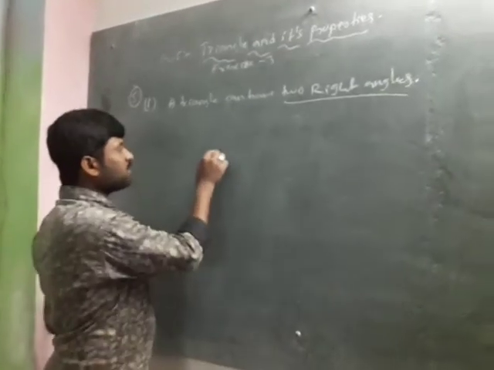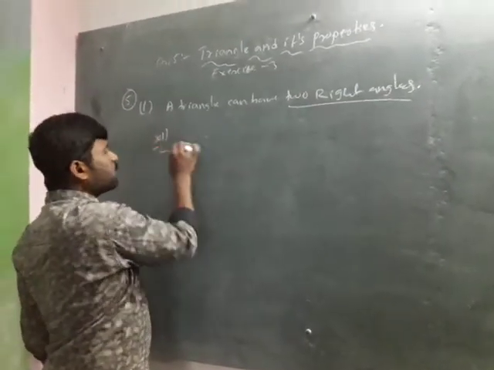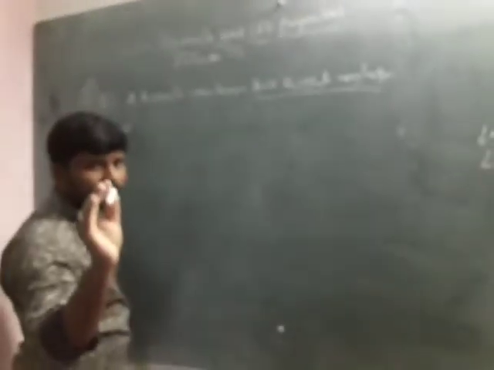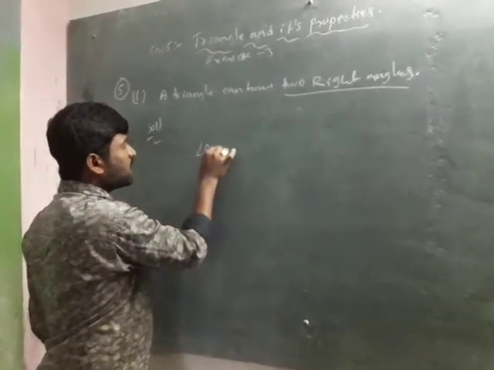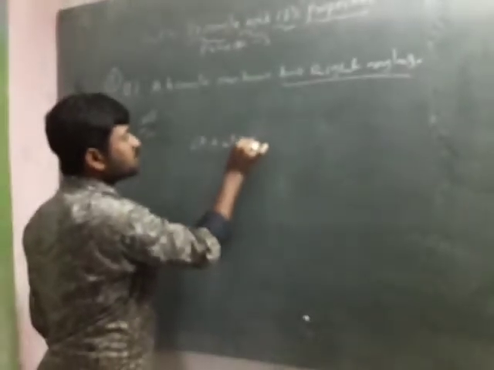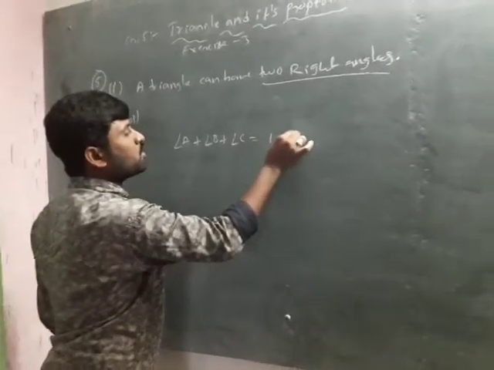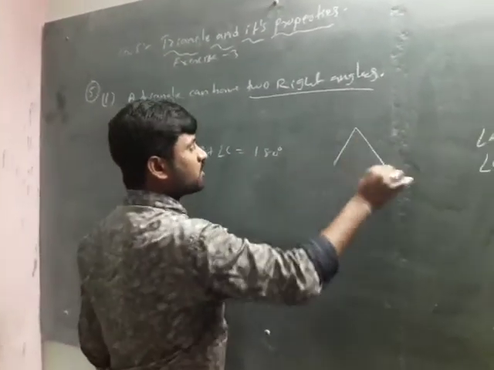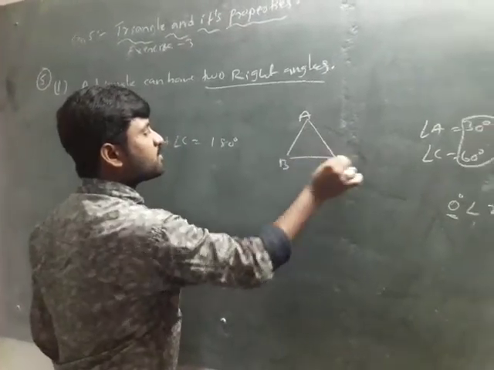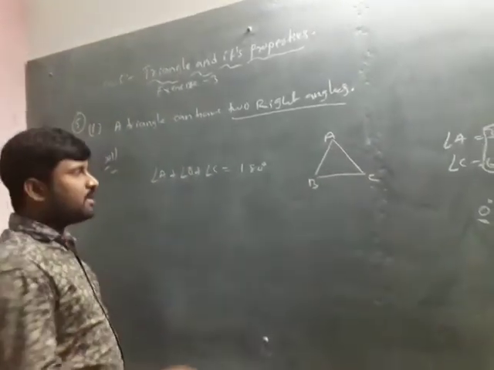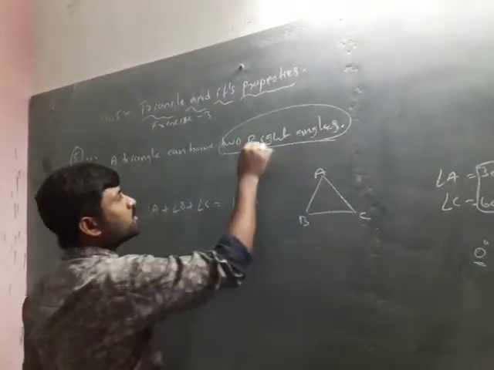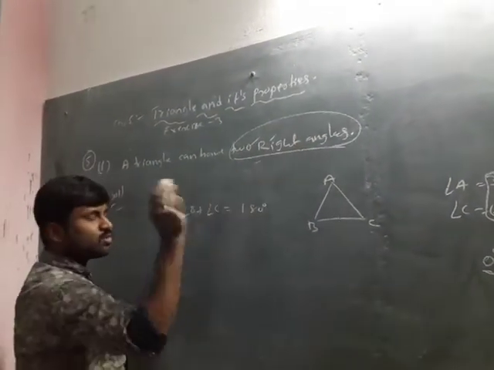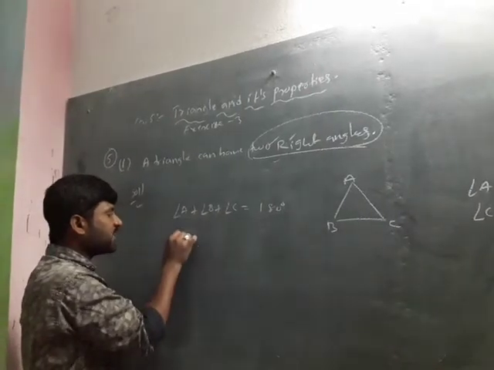See, for example, the sum of the angles of a triangle is 180 degrees. So simply I am taking angle A plus angle B plus angle C is equal to 180 degrees. అంటే for example ఇలా ఉంది triangle ABC అనుకుందాం. So angle A, ఇక్కడ according to this statement two right angles ఉంటాయా? చూద్దాం. Angle A I am taking 90 degrees.